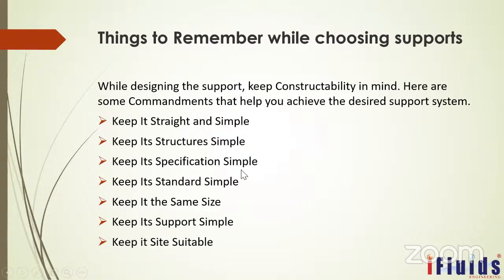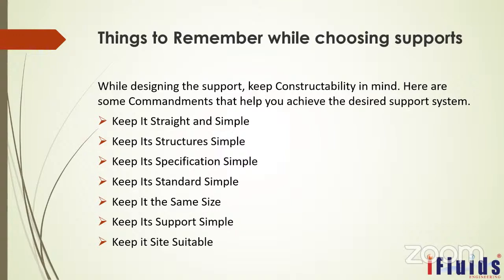And then things to remember while choosing the support. You cannot design a very complicated one and go for the fabrication drawing, because you have to keep it straight and simple, keep the structure simple. Structure simple means we have to design the fabrication drawing based on the available structures. You cannot design any irregular shape. If it is designed based on the ready-made shape, it will be easier for fabrication. And then keep the specification simple, standard, same size. Mostly we have to fix the number of sizes for the whole project. So for 1.5 inch and 2 inch, you cannot go for different sizes of pipe support. We have to give, let's say, from 1/2 inch to 1 inch.